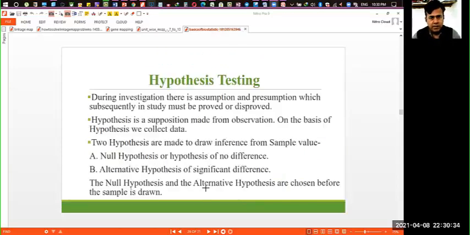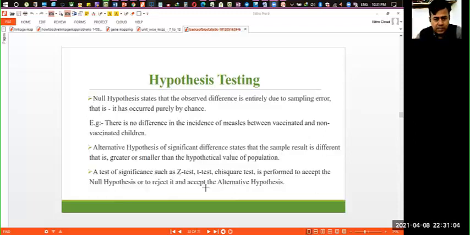So there will always be two hypotheses, right? And you can take out the testing of these two hypotheses as a null hypothesis, a hypothesis of no difference, and an alternative hypothesis of significant difference. So based on this hypothesis, you have to collect the data and calculate the mean, standard deviation, coefficient of variation, everything, and that is called the descriptive statistic. And then you have to go for the testing based on the null hypothesis or alternative hypothesis.